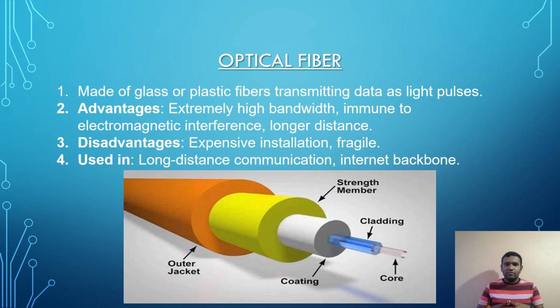Disadvantages is expensive installation. It's expensive because it's glass, it has cladding, coating, outer jackets, all these, and they're fragile because light reflects very fast. If it breaks in between, the light does not travel from one place to another. And the other reason it's fragile is it is using glass, otherwise a plastic fiber. So it is very hard and it's fragile. And this is used in long distance communication, and it's the backbone of internet today. This is about the optical fiber.